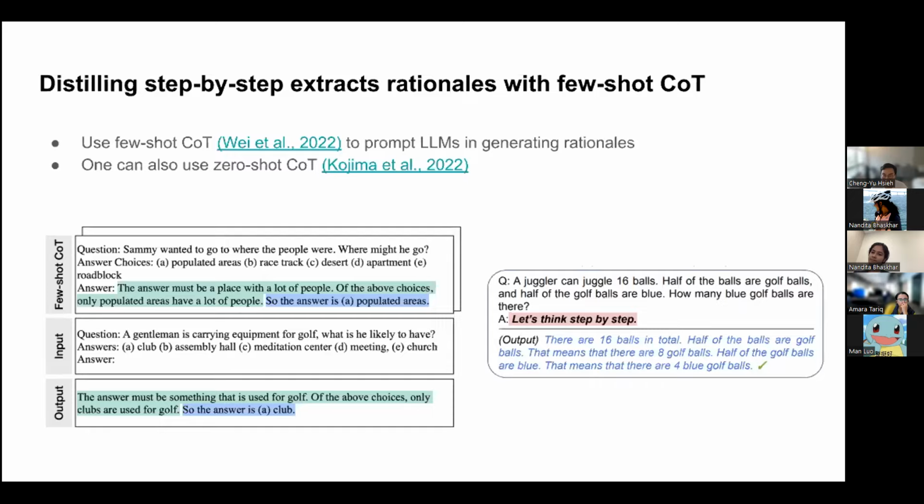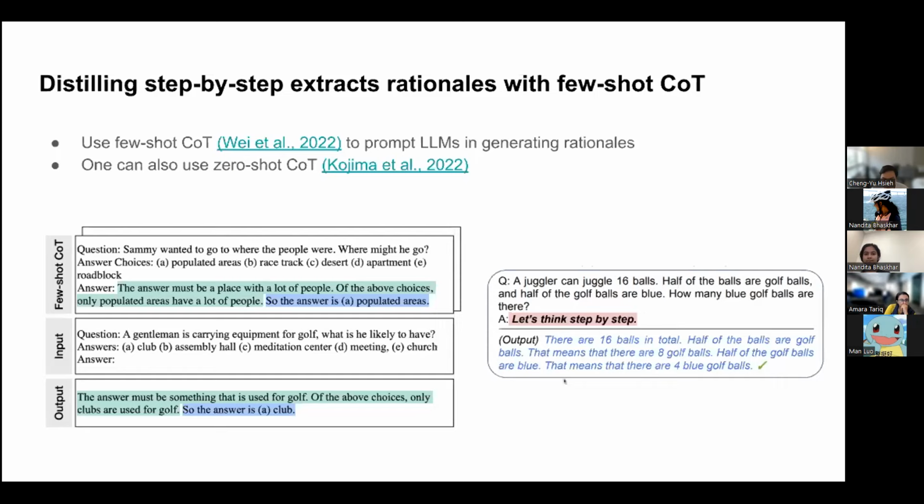But there are also other potential approaches that we could use. There's also the zero-shot chain of thought prompting approach, where instead of manually crafting the few-shot prompts like the rationales and the label, we can simply prompt the models with sentences like "let's think step by step." What is found in the zero-shot chain of thought paper is that by providing a question, a juggler can juggle 16 balls. Half the balls are golf balls, and half the golf balls are blue. How many blue golf balls are there? They simply find that by asking the model to "let's think step by step," the model can also generate this kind of intermediate rationales in its output. So this is another potential way that we can use to prompt a large language model in generating this kind of intermediate reasoning steps.